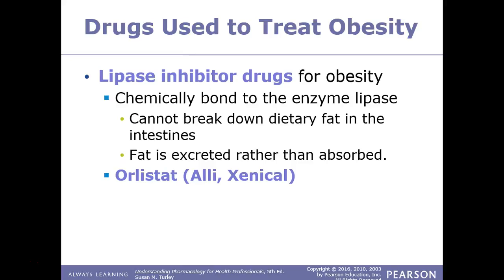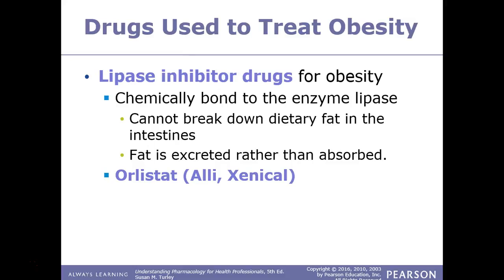To prevent absorption of the fats, there's a class of drug called lipase inhibitor drugs. So lipase is an enzyme that's necessary for that fat to get broken down so it can be absorbed. So this will chemically bond to that lipase, and then you can't break down the fat, so therefore you can't absorb it, so the fat gets excreted out.